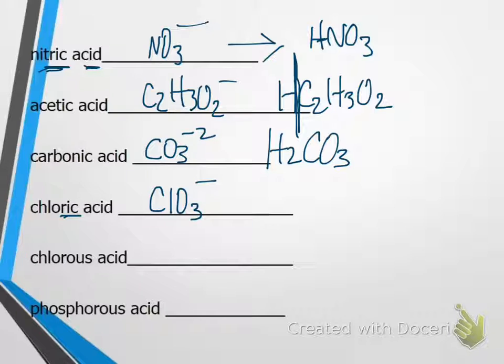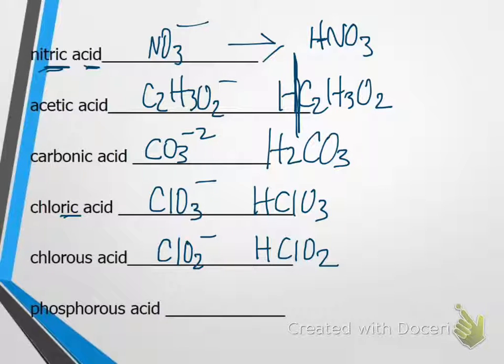So HClO3. Just need one. Chlorous acid is coming from chlorite, which is ClO2 negative. So again, I still just need one hydrogen. And then phosphorous acid is coming from phosphite, which is PO3 minus 3. So how many hydrogen do I need? 3. H3PO3.